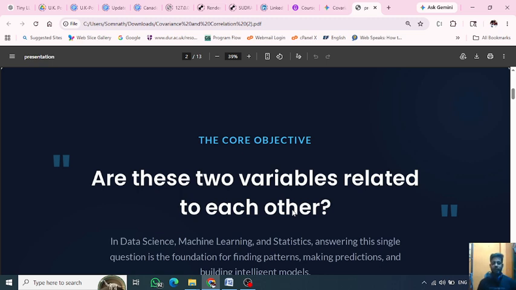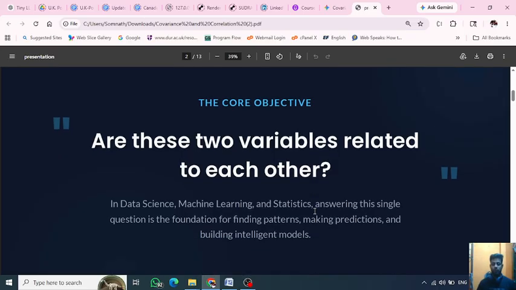The core objective of covariance and correlation is: are these two variables related to each other? So in data science, machine learning and statistics, answering this single question is the foundation of finding patterns, making predictions, and building intelligent models. So very crucial thing.